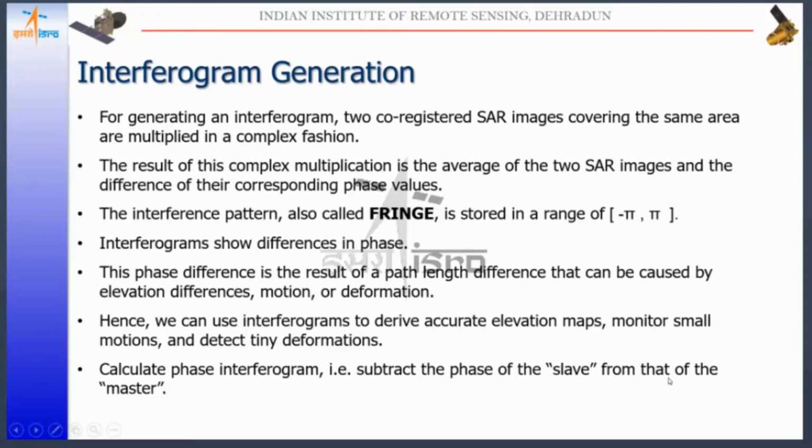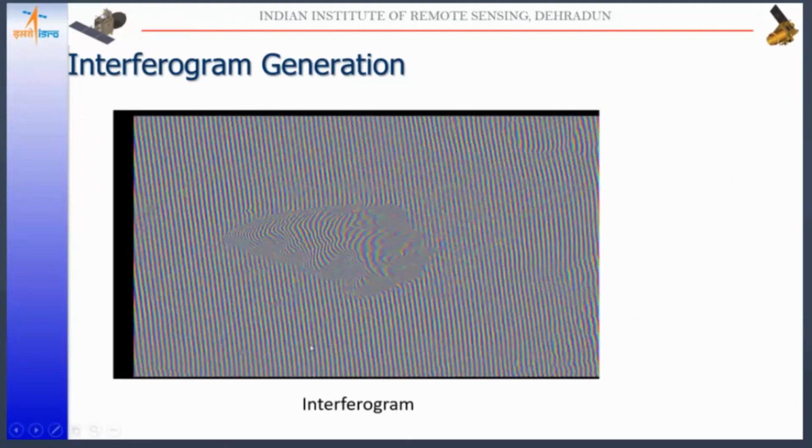So how do we calculate the phase interferogram? Subtract the phase of the slave from that of the master. That is called the phase interferogram. What we have to do is multiply these two images with the complex conjugate, then the images will have the difference of the phases, and that difference of the phases is called the interferogram. This is the interferogram: we directly take the complex conjugate product and display the phase part of it.